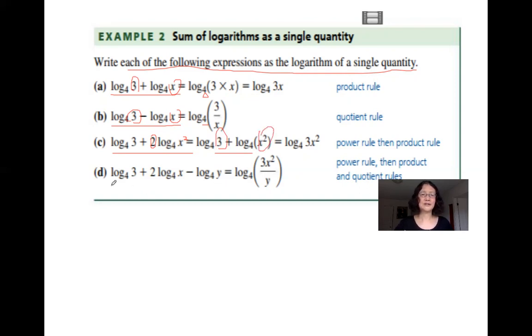And this one, so first you move this 2 into here, x raised to power 2. And then this plus means multiplication. So 3 multiplied by x squared. Minus means divide by this y. So you need to do more practice from the textbook questions.